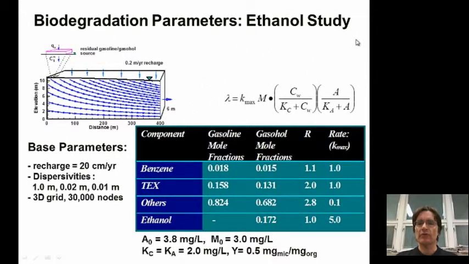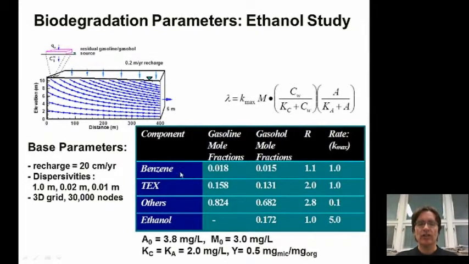So here's our formulation for the dual Monod biodegradation term as we've seen in the previous lectures. So we need to define some of these rate terms, including this maximum rate and these half utilization rates for both the substrates, for each substrate, and for the electron acceptors.